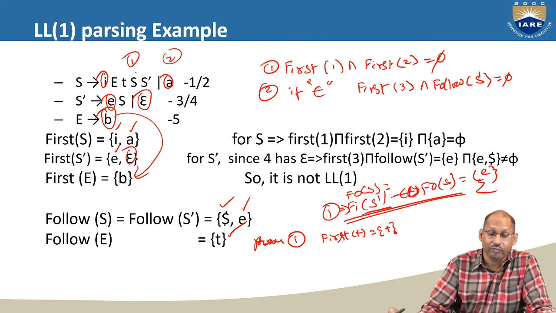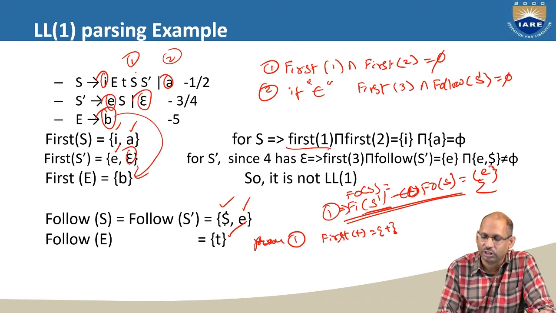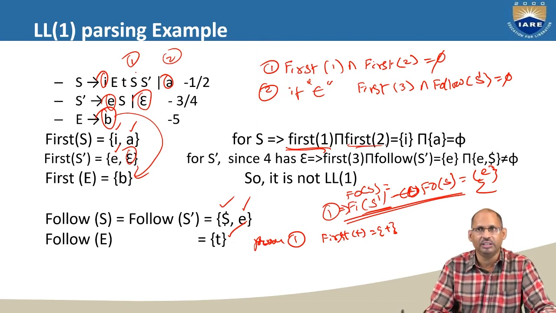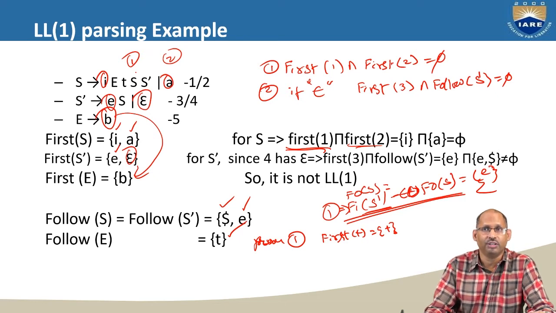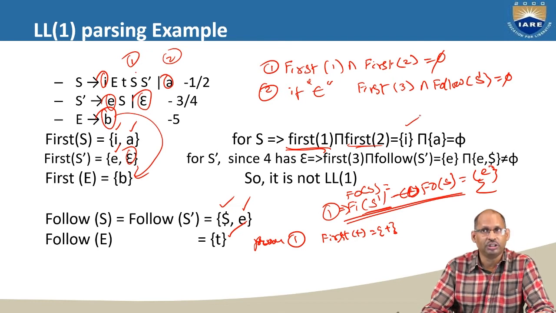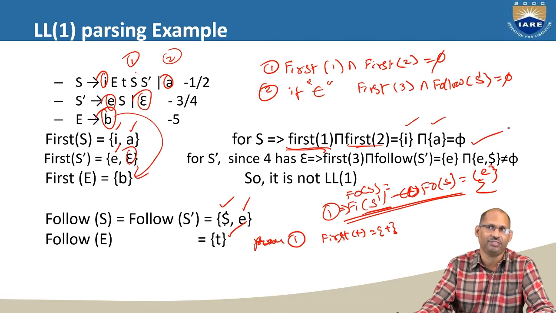Now, the variables S and S dash have multiple productions. So first of α1 intersection first of α2, right? What is the first of the first production? i. First of the second production, a. So the first condition is satisfied.